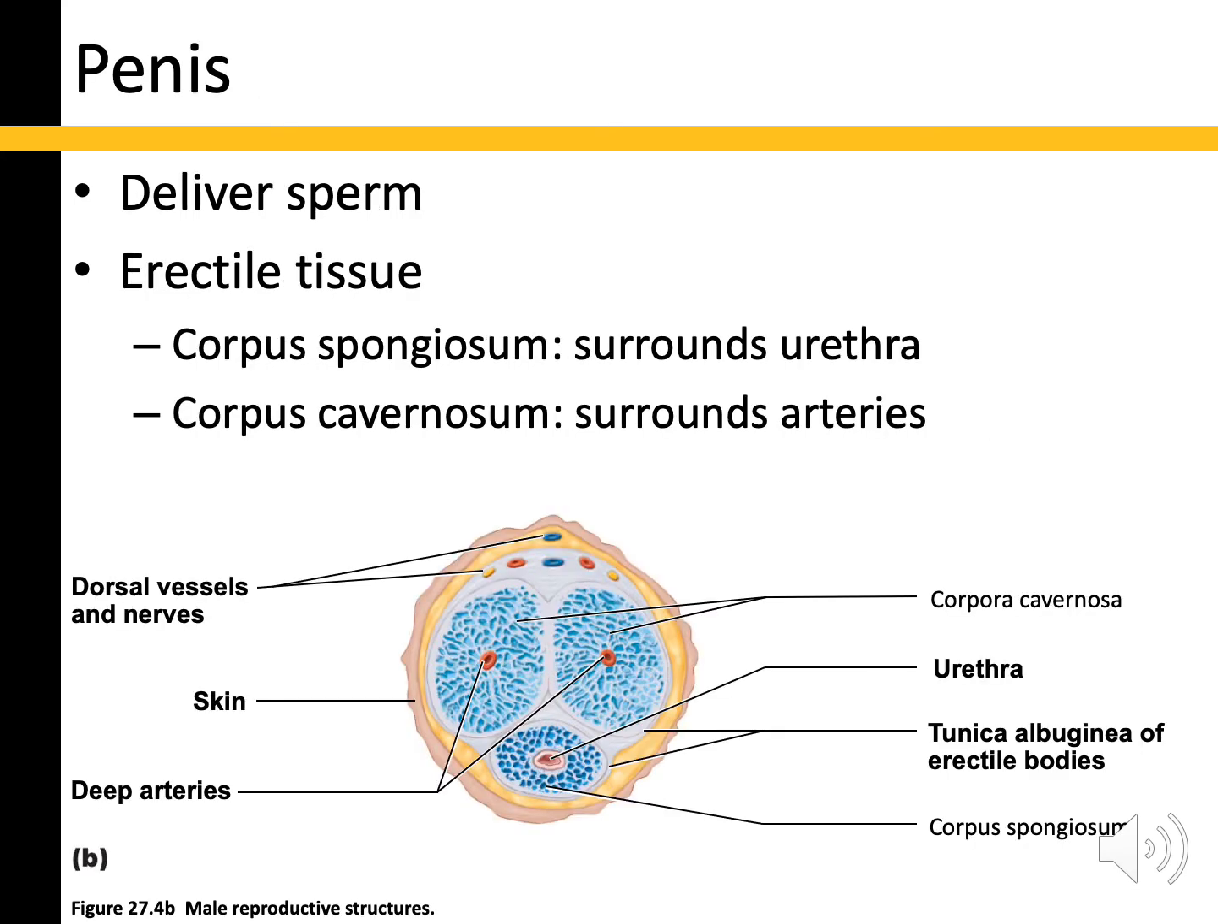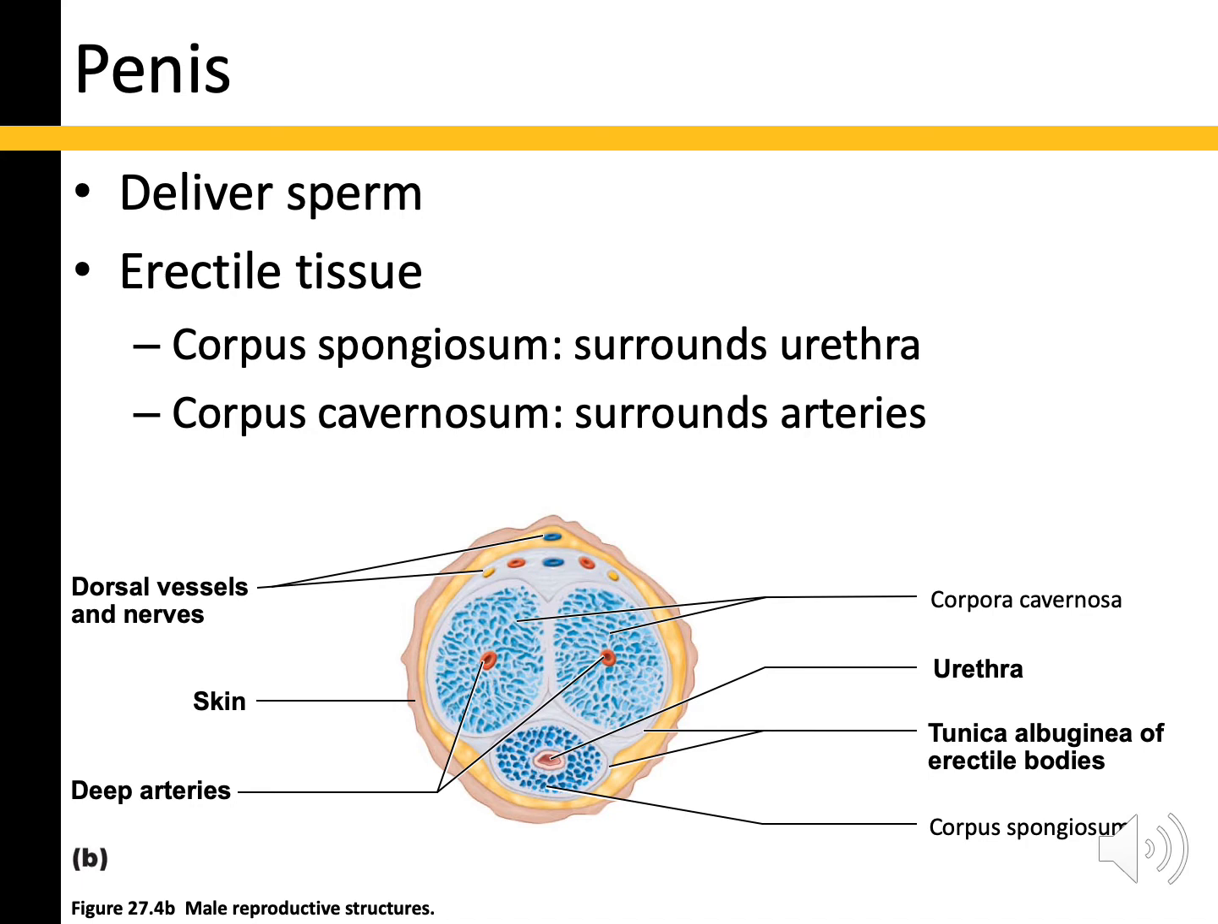That spongy urethra is going to travel through the penis, which is the copulatory organ. Of course, its job is to deliver sperm. The bulk of it is erectile tissue, and erectile tissue is really just a connective tissue that has a lot of spaces inside of it, and we'll talk about how those spaces contribute to erection in just a few slides. But depending on whether that tissue surrounds that urethra or whether it surrounds some of the major arteries within the penis, it has a different name to it.